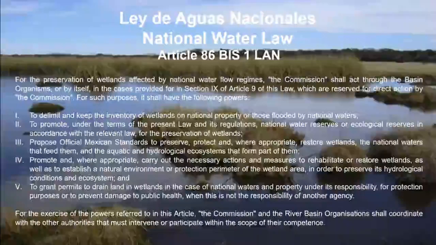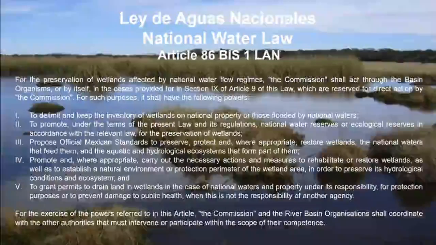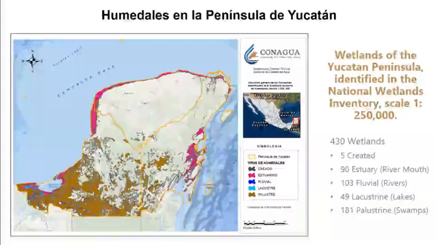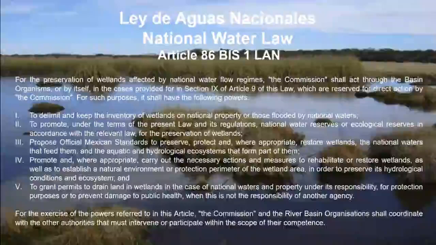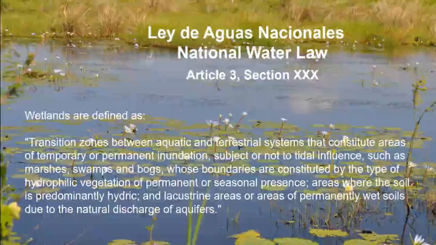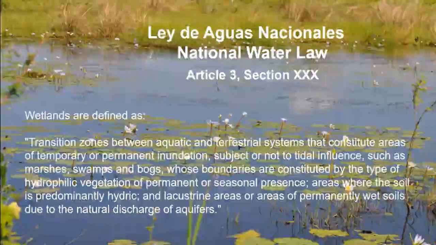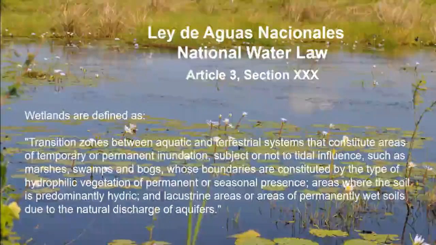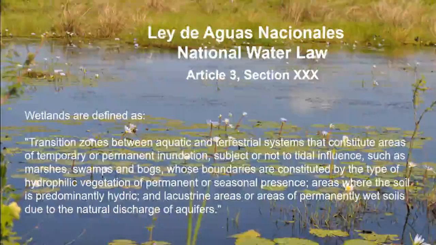As you can see here, we're leaving aside the marine wetlands. This is because the National Water Law regulates the fresh water, the continental water. So we have here a gap in the definition of wetlands because the marine wetlands were left out. But the reason why is because the National Water Law really regulates the continental water, but not the marine water. There is another law for marine water.